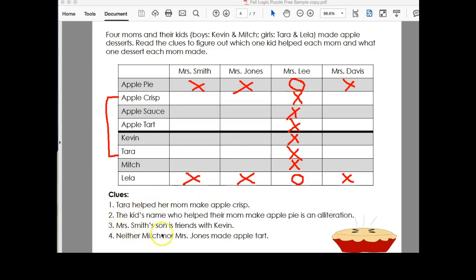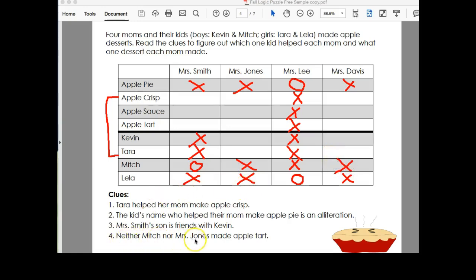Clue number three, Mrs. Smith's son is friends with Kevin. So that tells us that Mrs. Smith has a boy, and there's only two boys, Kevin and Mitch, so if he's friends with Kevin, it must be Mitch. So we can circle Mrs. Smith's son is Mitch, which means none of these are her children, and nobody else has Mitch for a son.